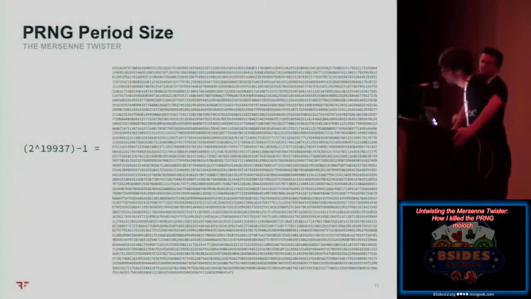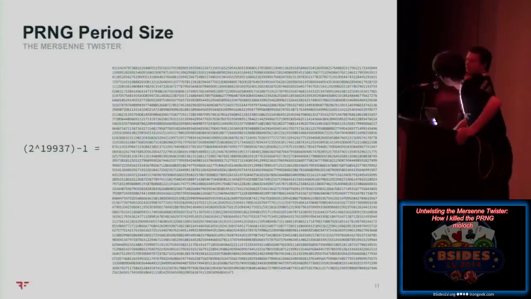So period size. The Mersenne twister has a very, very, very large period. This is the number here. This is how many sequential outputs you can get from the random number generator before it will repeat, which is basically infinite. There is not enough energy left in the universe to cycle the Mersenne twister with a given seed through all of its iterations.